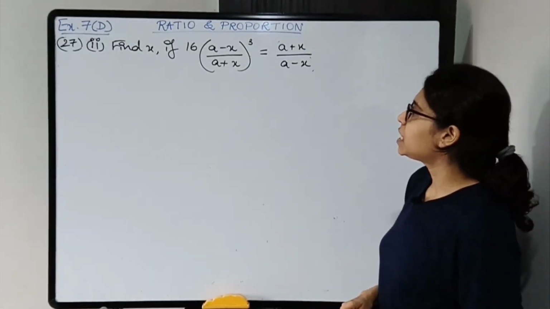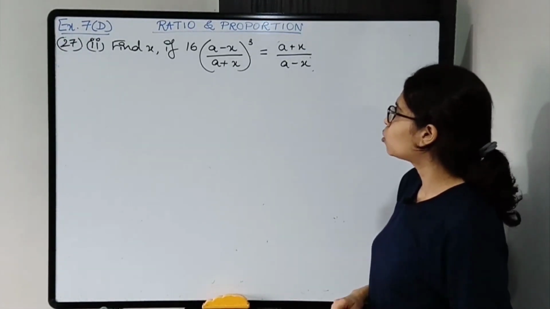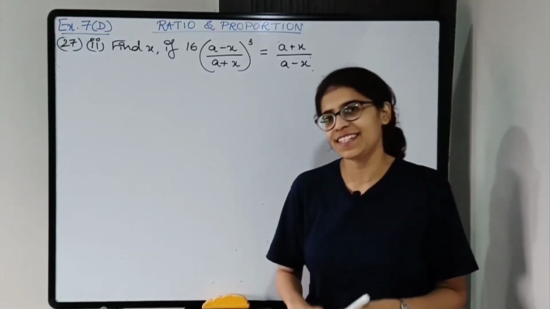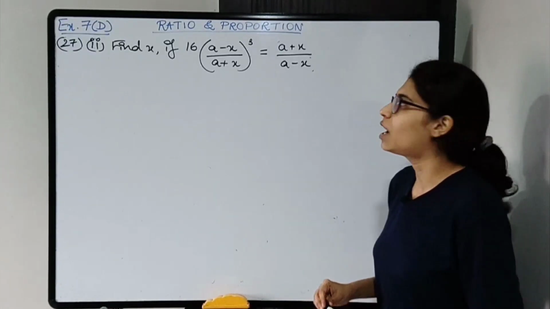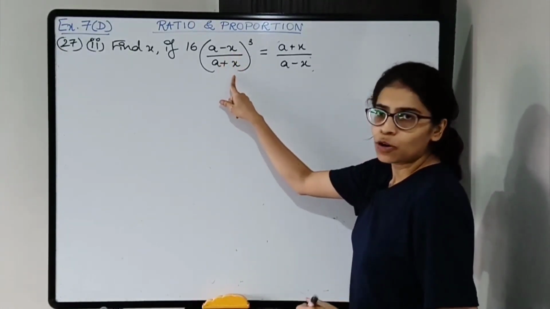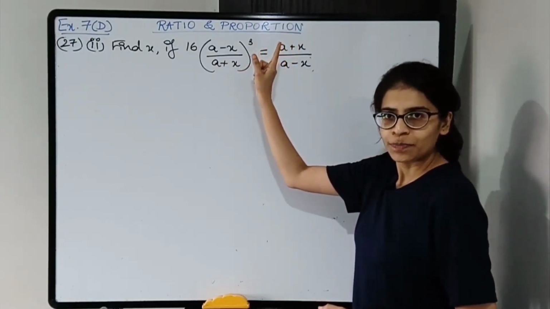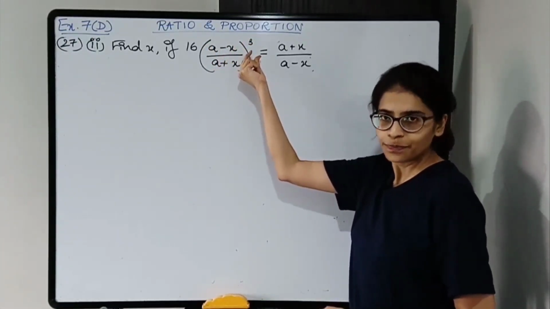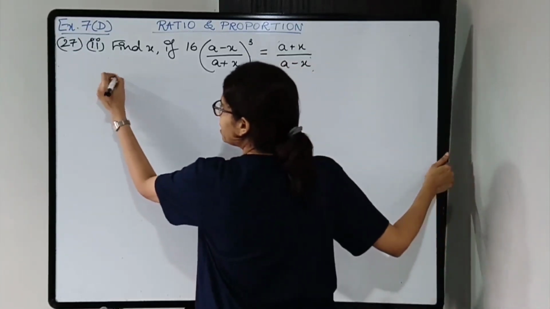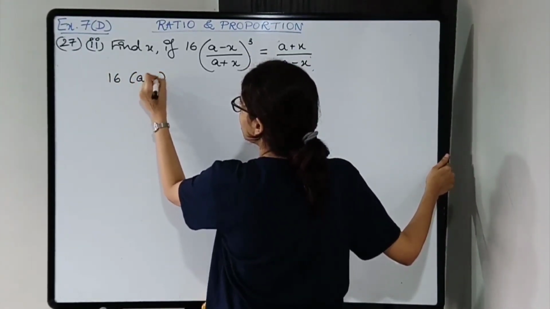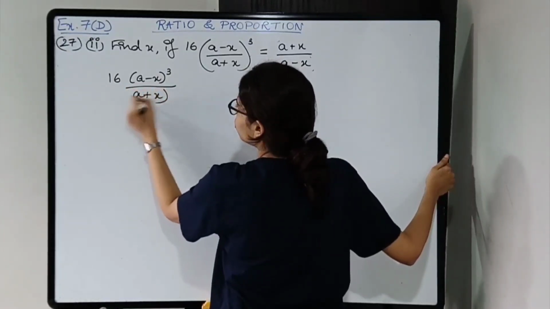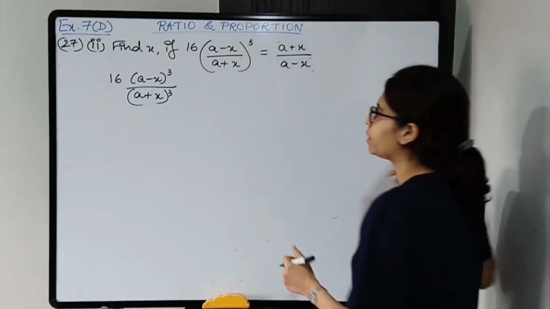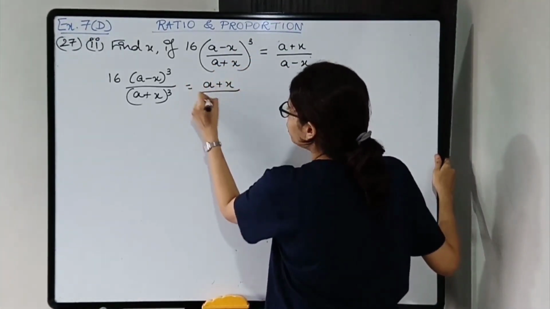Find x if 16 into (a minus x upon a plus x) the whole cube is equal to a plus x upon a minus x. It's very very easy. Over here you are given a minus x upon a plus x, the whole cube. So I can rewrite this as (a minus x) the whole cube upon (a plus x) the whole cube. Law of indices. I just distributed the powers among numerator and denominator. It is equal to a plus x upon a minus x.